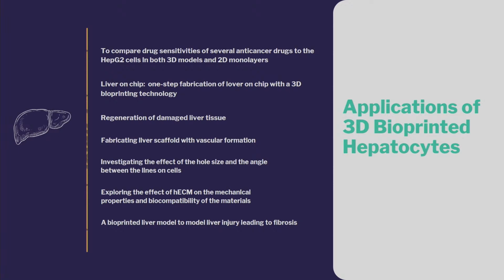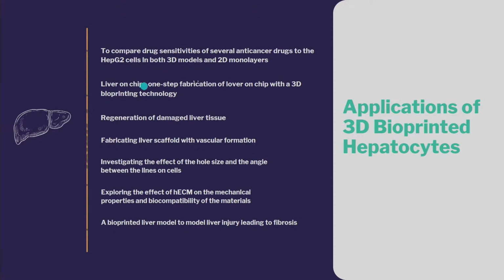investigating the effect of hole size and angle between these lines of cells. Whenever you're printing any scaffold, each scaffold will behave very differently, depending upon the hole size and the distance that you're maintaining between the lines of the scaffold that you're drawing. So in those situations, every scaffold will behave differently with the different cell type that you're using. So you can do studies around that as well.